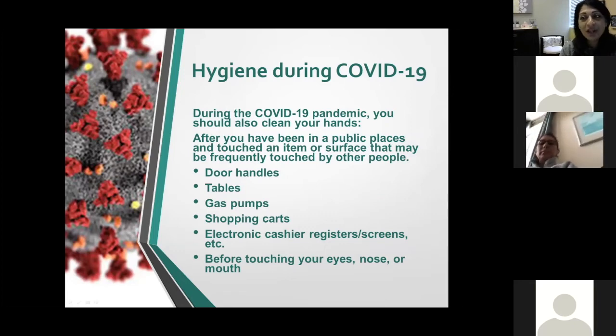Okay, moving on. Hygiene during COVID-19. During this pandemic, you should also clean your hands after you've been in public places and touched an item or surface that may be frequently touched by other people: door handles, tables, gas pumps, shopping carts, electronic cash registers or screens, and before touching your eyes, nose, or mouth.